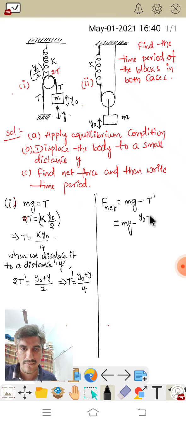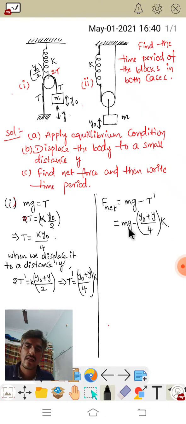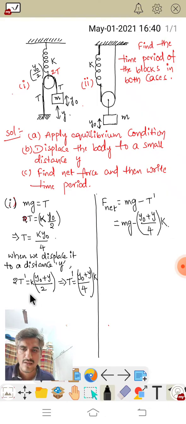Therefore, mg minus T dash means what? I'm sorry, here it is 2T dash is equal to k into y naught plus y by 2, no? Yes or no? And that's why here also it is k into y naught plus y by 4. This is a restoring force. Restoring force F is equal to kx, no? That is what we have written here. So mg minus k into y naught plus y by 4.